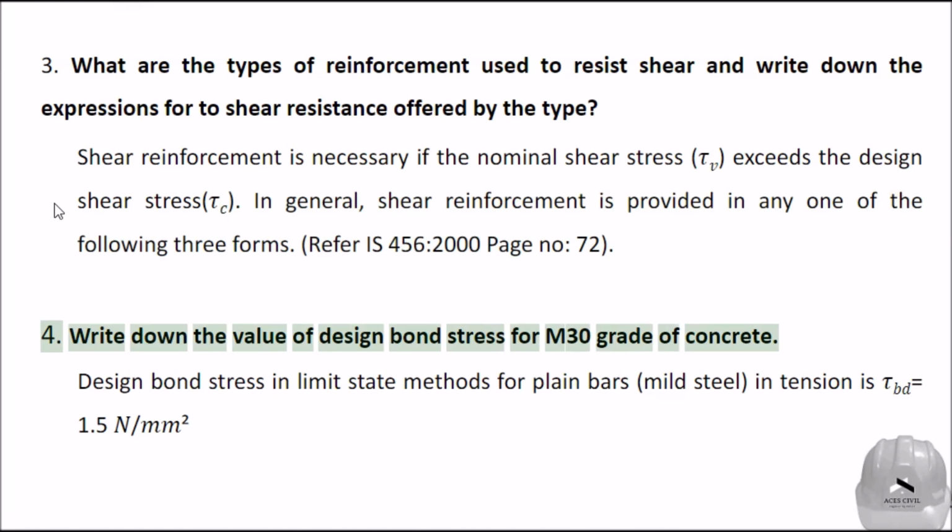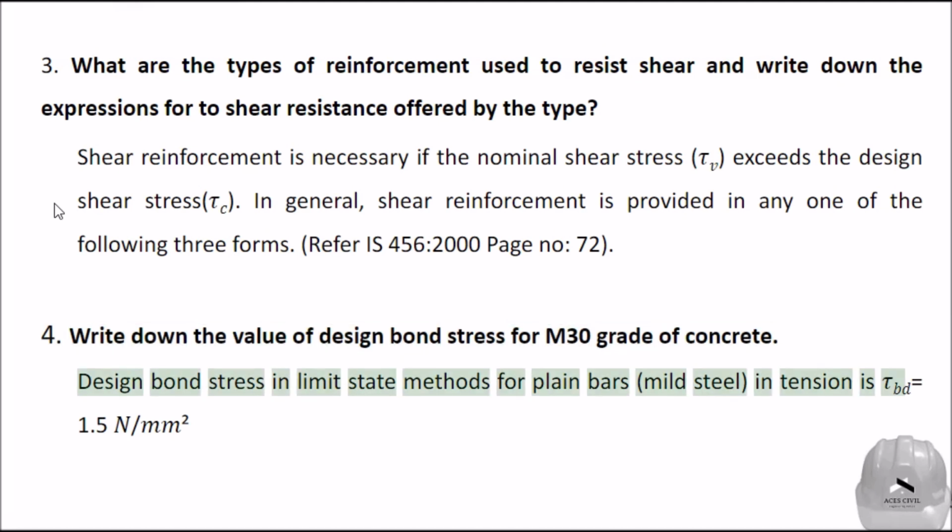4. Write down the value of design bond stress for M30 grade of concrete. Design bond stress in limit state method for plain bars, mild steel, in tension is equal to 1.5 N/mm².